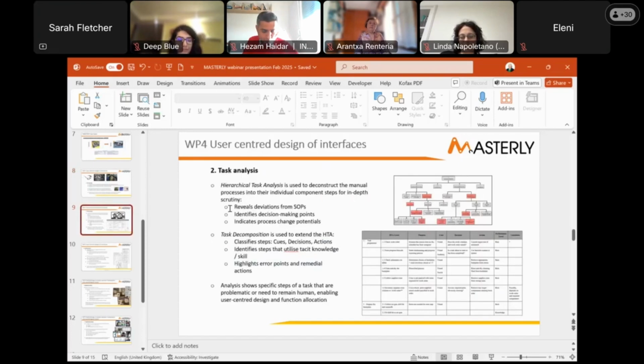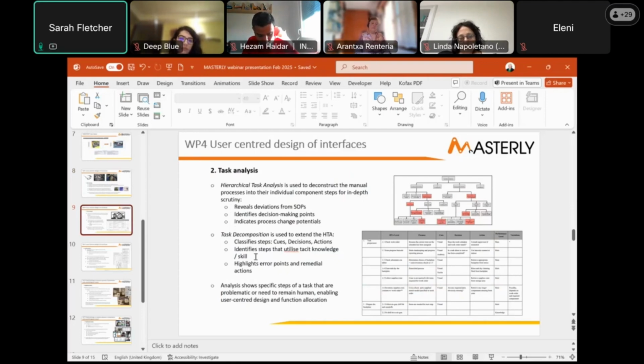So the second part of our work package for user-centered analysis was to conduct hierarchical task analysis, and that's based on the eye tracking videos. Hierarchical task analysis deconstructs manual processes into individual component steps at various depths of scrutiny that suit the analysis, and it helps us reveal deviations from standard operating procedures. It helps us identify those decision-making points. It helps indicate the process change potentials, where we identify those problem areas and where we might need to design those out when we redesign a process to use a robot.